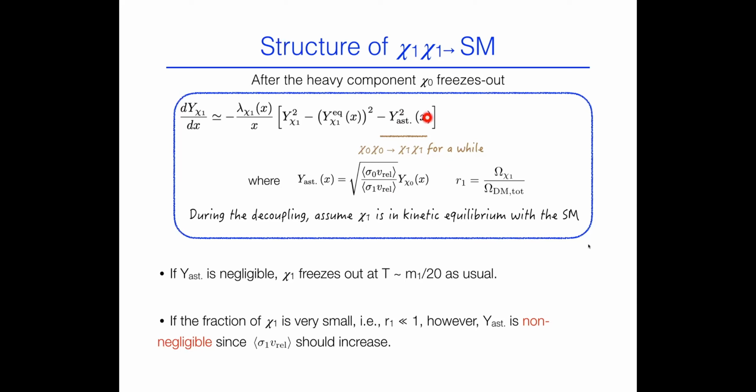If this Y_assisted is negligible, it just looks like the conventional WIMP. This light dark matter freezes out at a temperature about 1/20th of its mass, as usual, right? However, if the fraction of light dark matter is very small, it means that the interaction coupling between the light dark matter and the standard model sector should be very high, which means this annihilation cross-section can be very large, right? So in that case, the Y_assisted can be non-negligible.